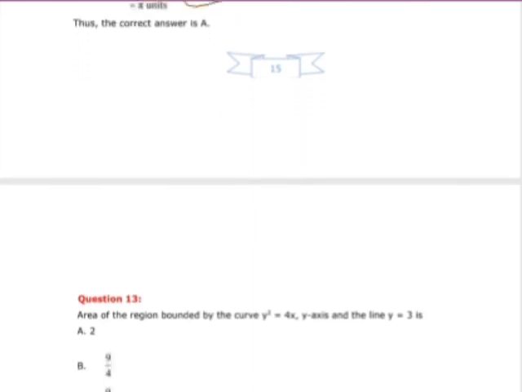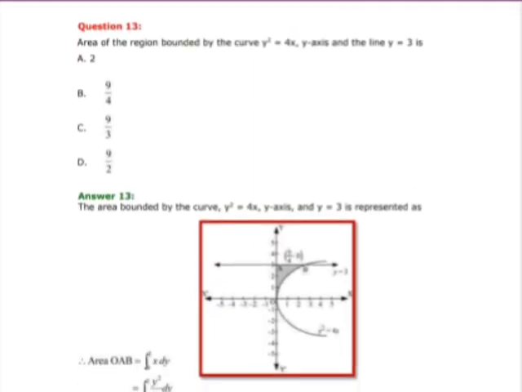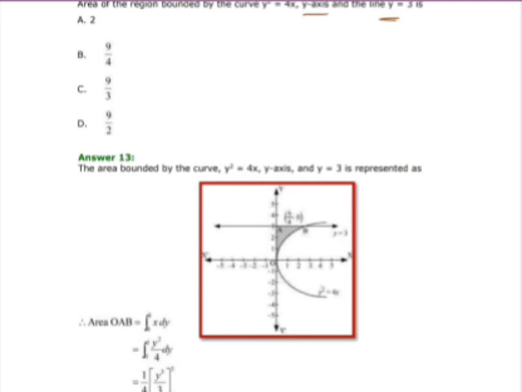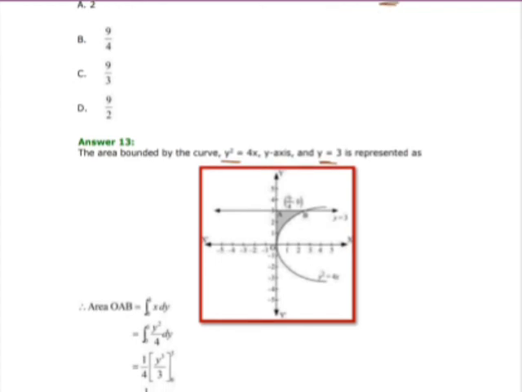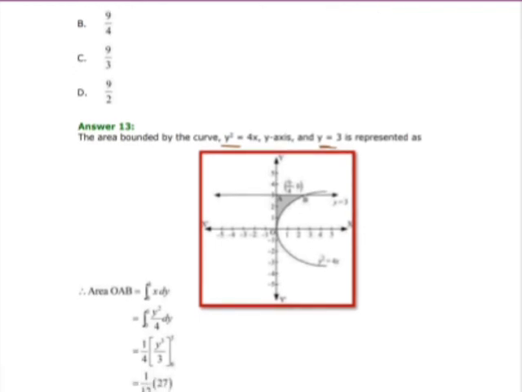So next, the 13th one. The area of the region bounded by the curve y square equals 4x and the y-axis and the line y equals 3. So again here a parabola is there. A is 2, B is 9 by 4, C is 9 by 3, D is 9 by 2. So again plot the graph using y square equals 4x and the line y equals 3. So I plotted the line y equals 3 in the graph.